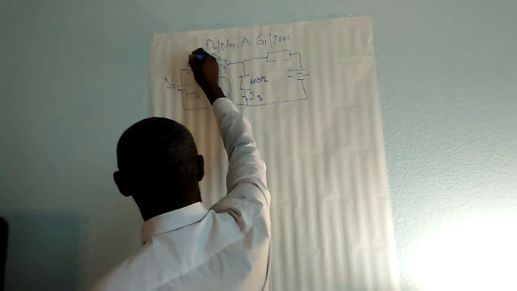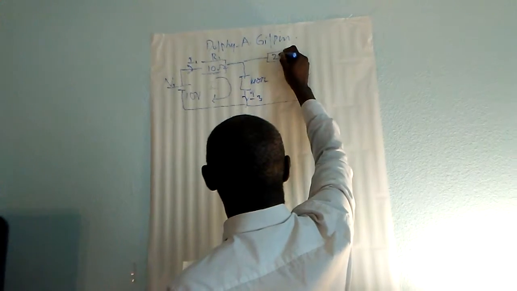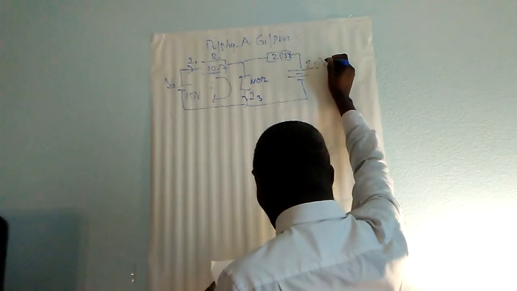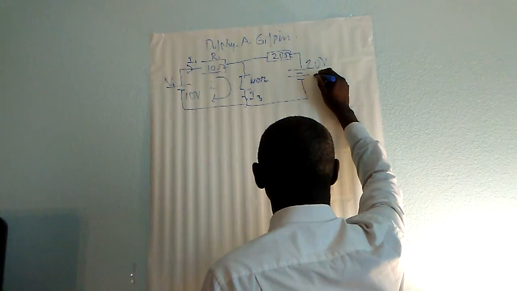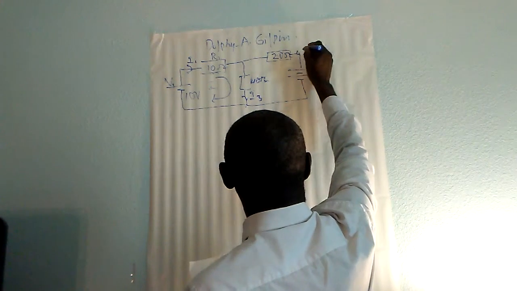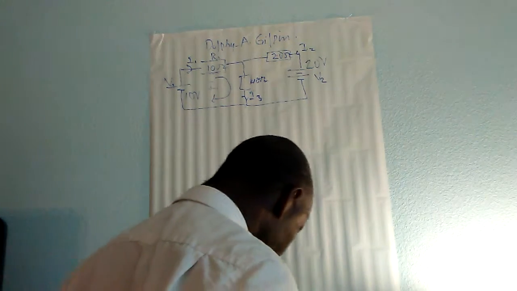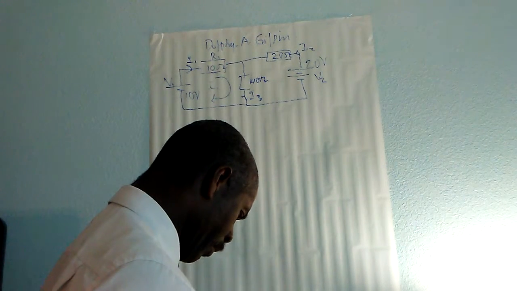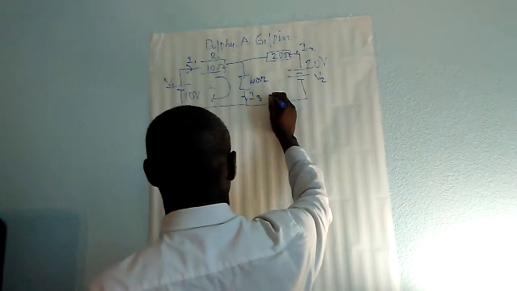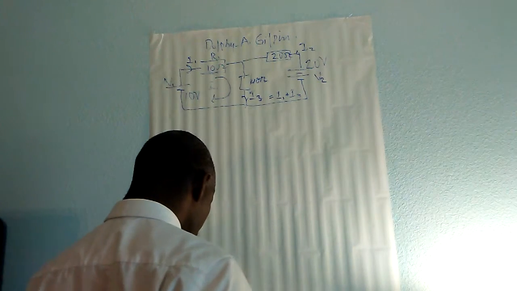I1, 20 ohms here, 20 volts here, and this is now V2. Current moves from positive to negative, so this is now I2. So this is how we call it. I3 is equal to I1 plus I2 here.